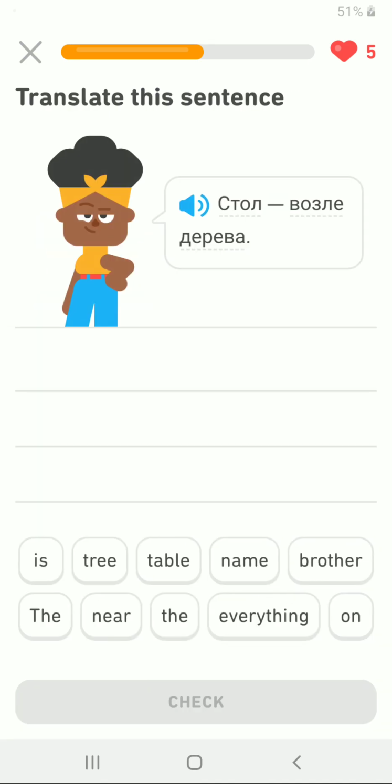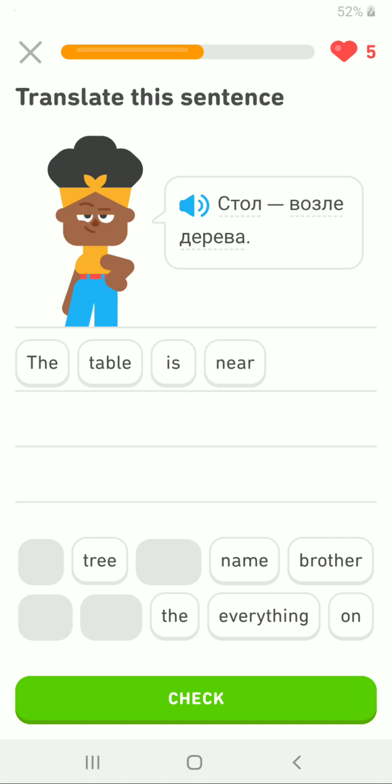Стол возле дерева. So we just say it's close to. They don't use the is. So the стол возле дерева. What is возле? Возле means next to or near. Возле дерева. But дерево is the genitive form of дерево. Well, дерево, I think it's with an O. So the O becomes an A in genitive. Yeah, because you're using this возле preposition. So стол, the table is near the tree.